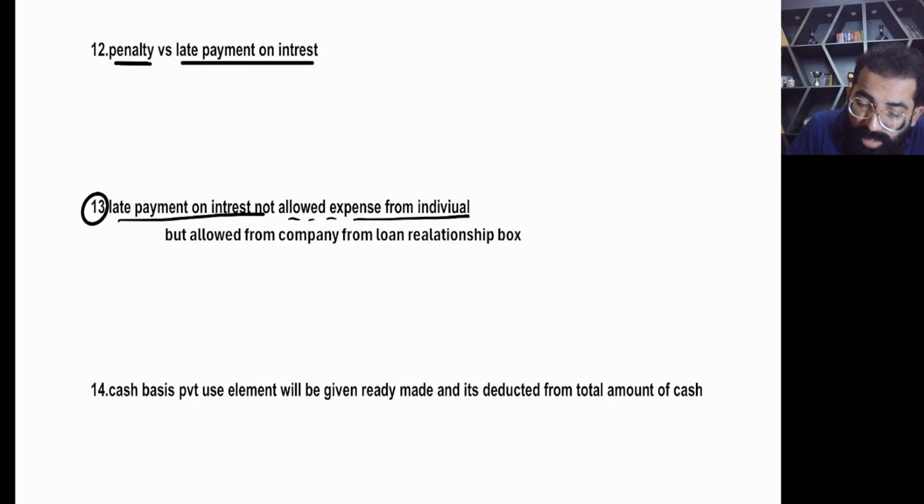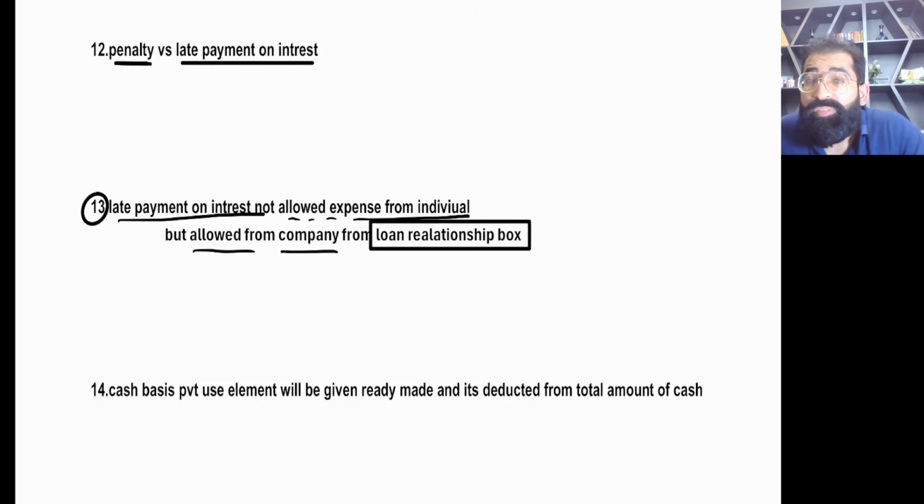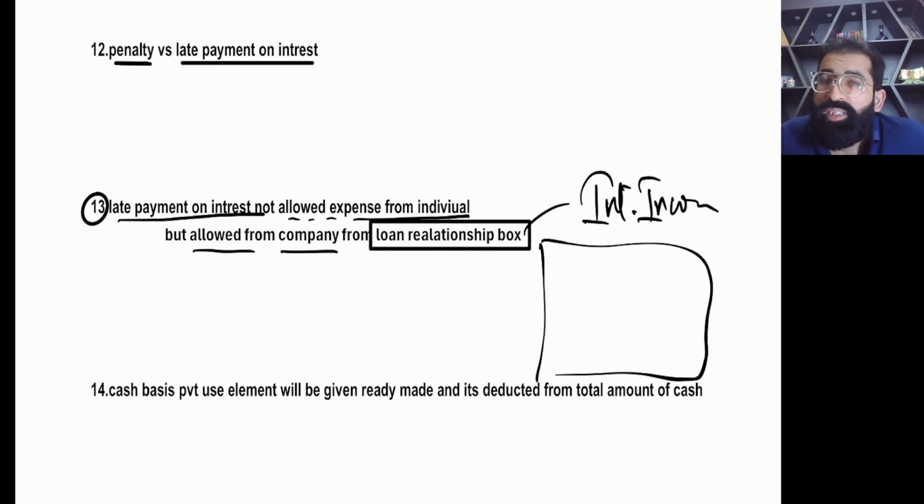But it is allowed from the company's loan relationship box. If a company paid tax late, or underpaid the tax, the tax department charges late payment interest or interest on underpayment, which is the same 6.5%. So that late payment interest will go in the loan relationship box. Hope you remember there was a special box of interest income for companies, if you remember the lectures. So that will be an allowed expense from the loan relationship box in companies.